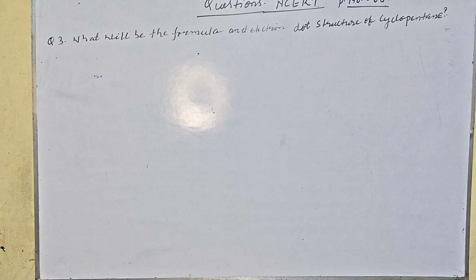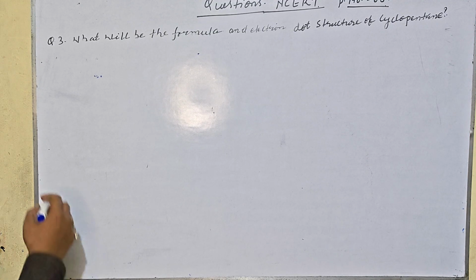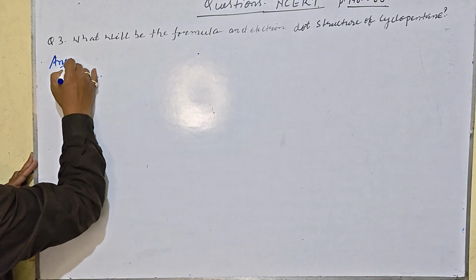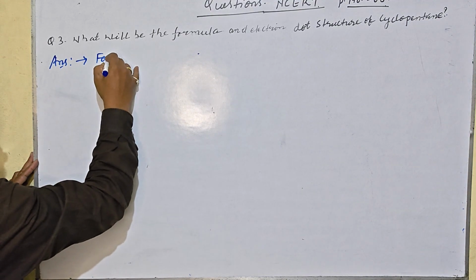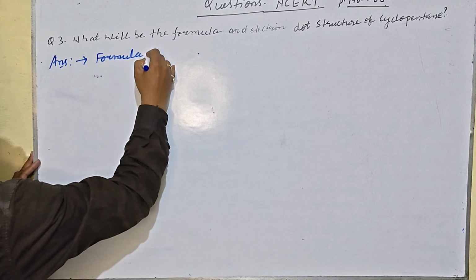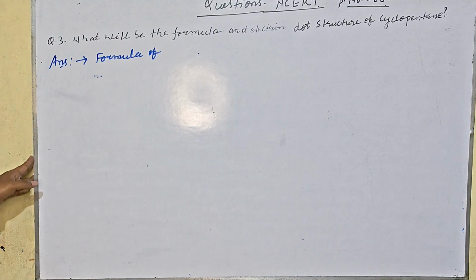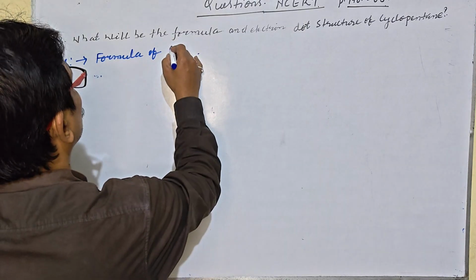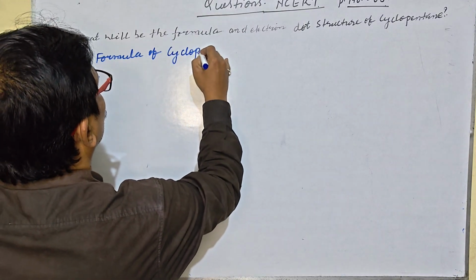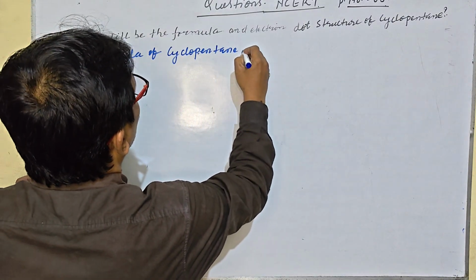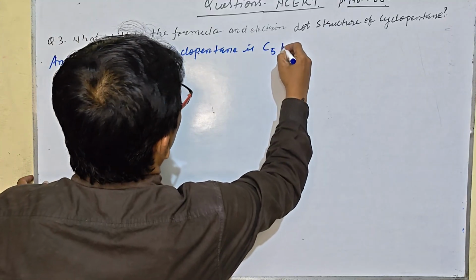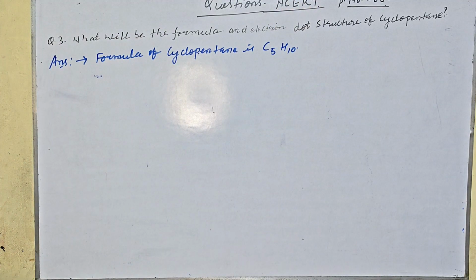The NCERT is asking that we draw the structure. So we are drawing the structure first. We know the nomenclature name or general name, cyclopentane. The formula of cyclopentane is C5H10.